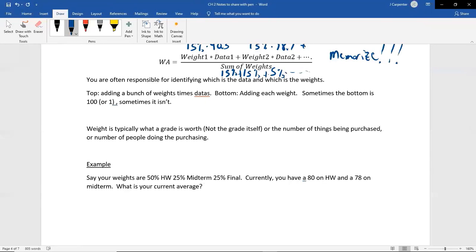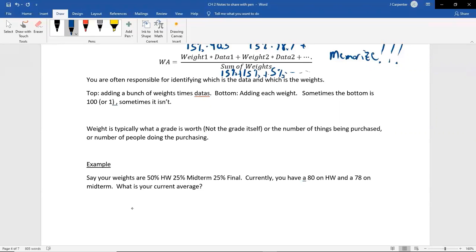So your weights are still the same, 50% homework, so that's half your grade, then 25% for the midterm, 25% for the final. Currently, you have an 80 average on all your homework. So I'm not saying you have an 80 on just 1 or 2 homeworks. I'm saying you have 100s and 95s and 72s. You add them all up, divide by the number of homeworks, you got an 80 as your average. And you earned a 78 on the midterm. So these grades are pretty close to each other. What is your current average?